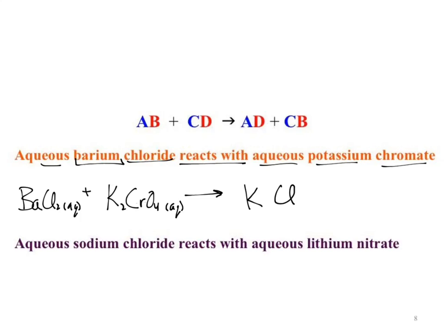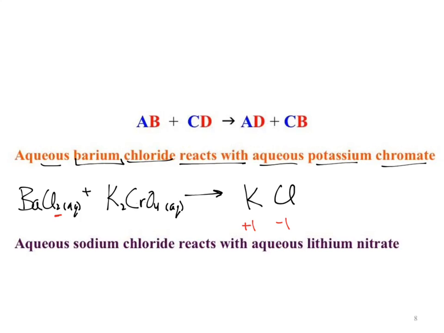Why did we use the 2 in our barium chloride to begin with? To balance charge. Do we need that 2 in potassium chloride? No, why not? Because our charge is already balanced.